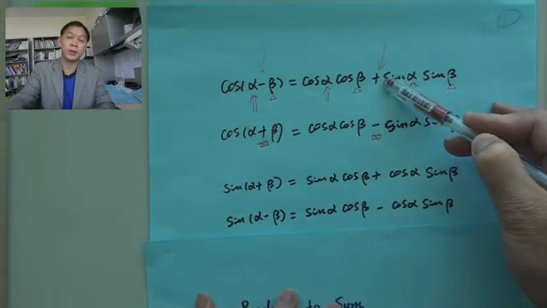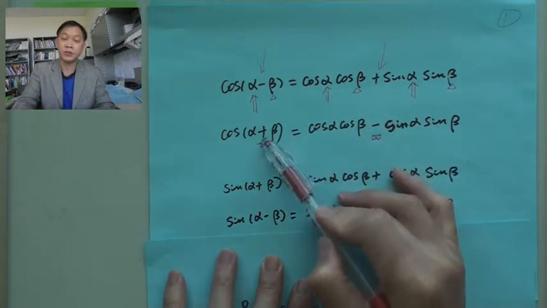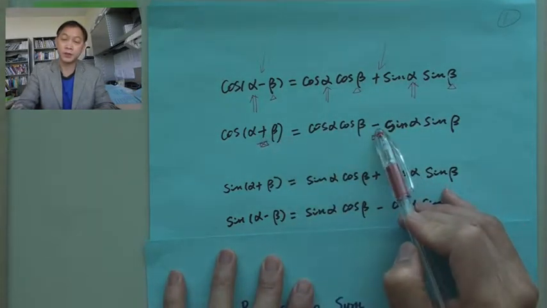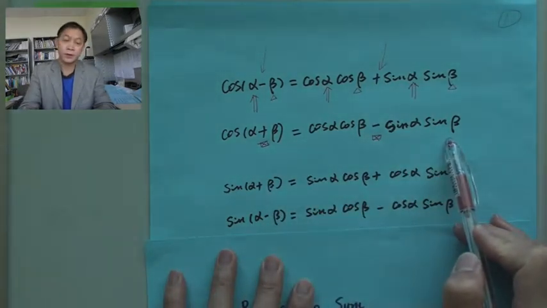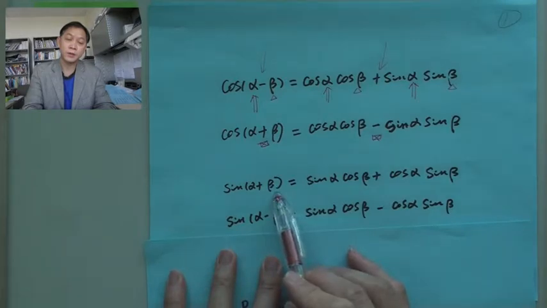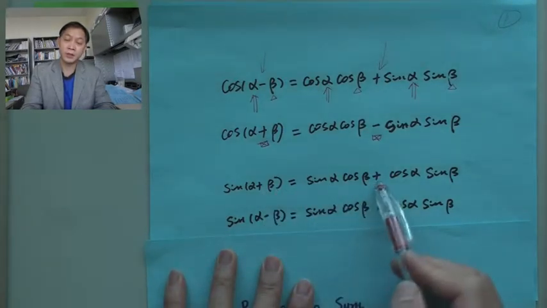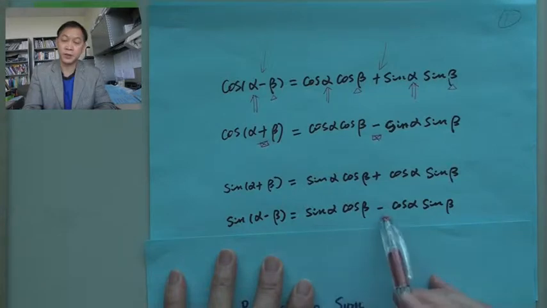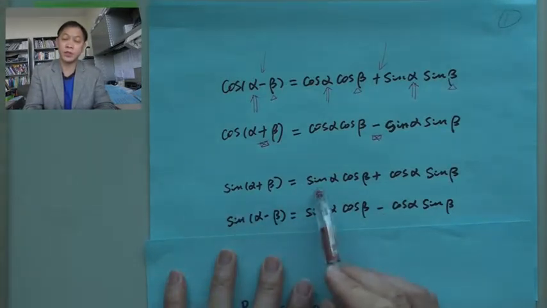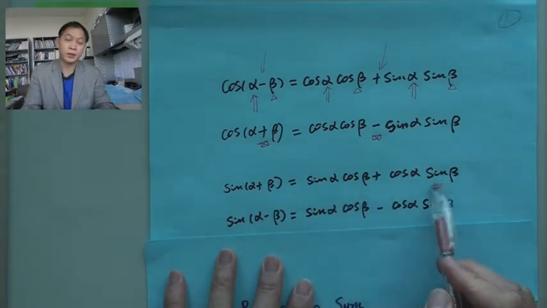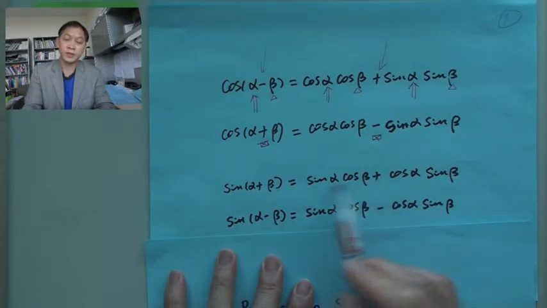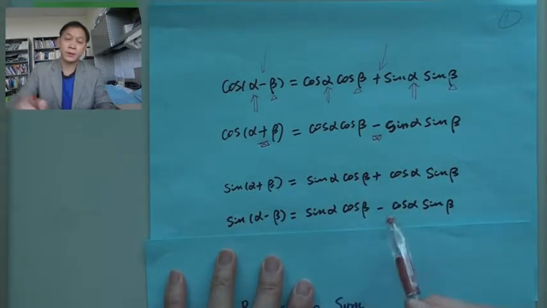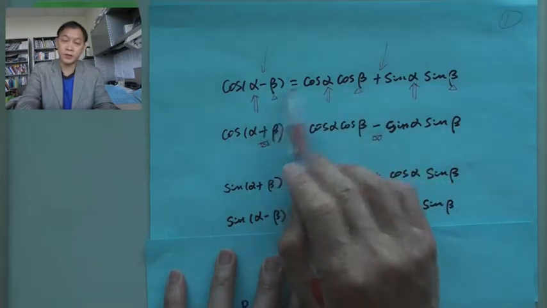Okay, and then the first one, if here is plus, then here is minus. The rest of them are the same. For sine, if here is plus, here is plus. If here is minus, then here is minus. And sine, you read like sine, cosine, cosine, sine. The signs are consistent. For cosine, they are opposite for the sines.